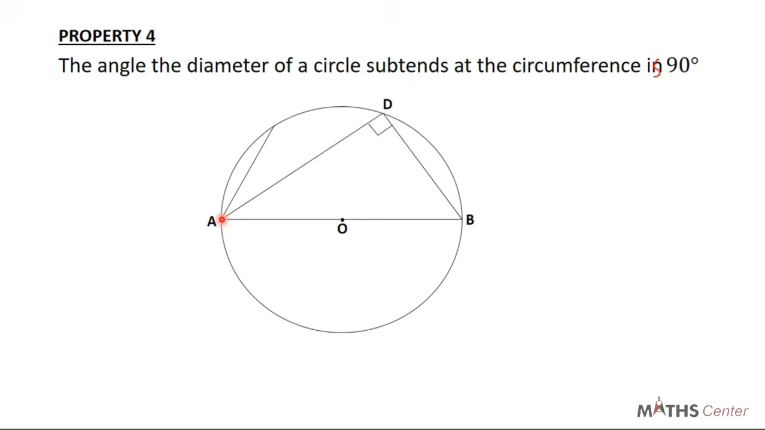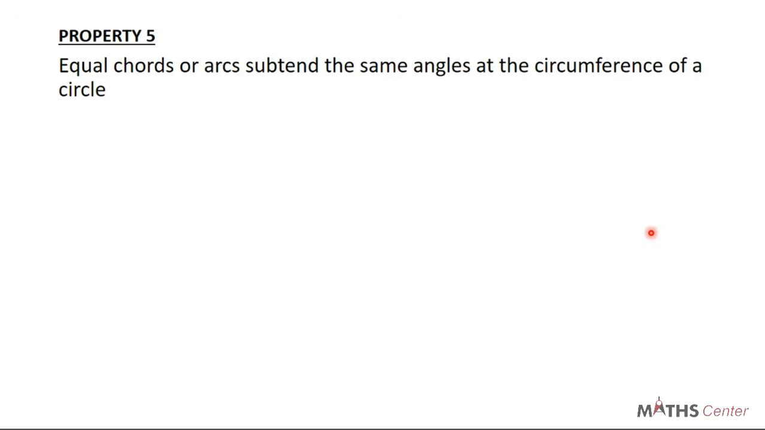So in the same way, if you draw a line from A to this point here, and you draw a line from B to this point here, the angle created there, let's say we call that point C, the angle created there will be 90 degrees. So we can say that angle ACB is 90 degrees and angle ADB is also 90 degrees. Let's move on to the next property.